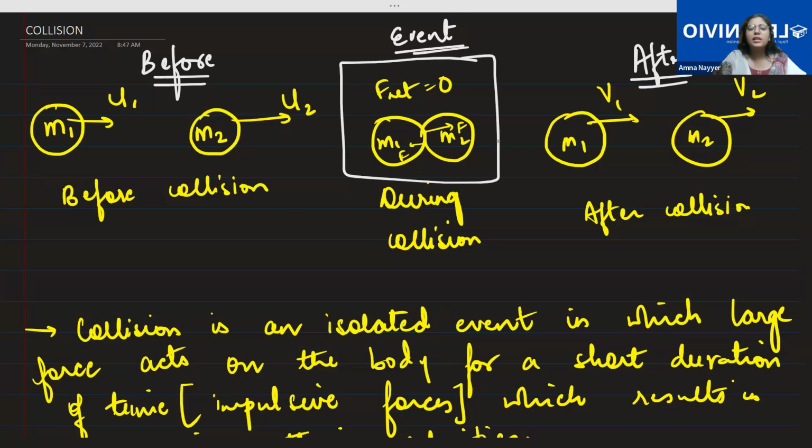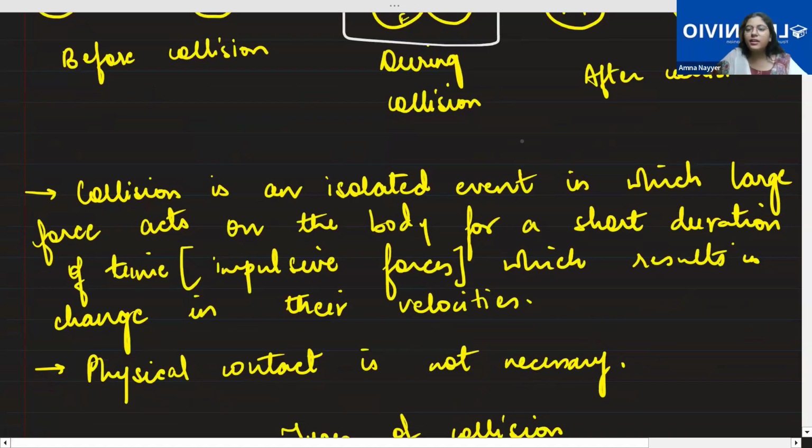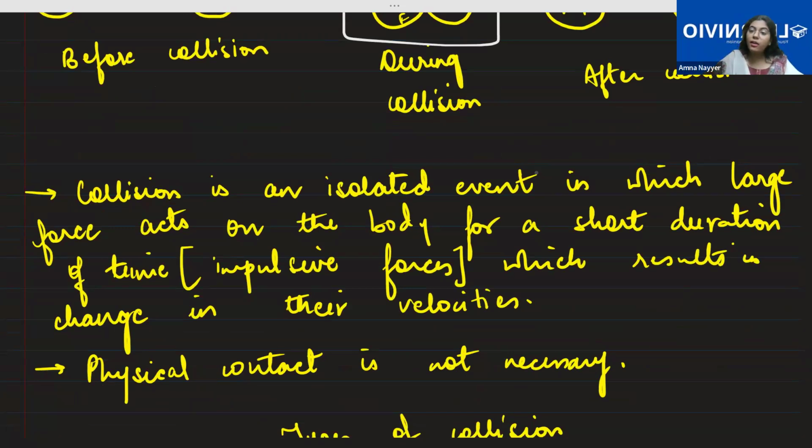And what is collision? Collision is an isolated event in which a large force acts on a body, but for a very short duration of time. And we've already studied this in laws of motion, that forces that act for a very short duration of time are known as impulsive forces. Like I gave you an example that when the ball hits the bat, I think I told you this one, and when the hammer strikes the nail, these two things I gave. So anything that occurs for a very short duration of time, but the force has a greater impact, is known as the impulsive force.